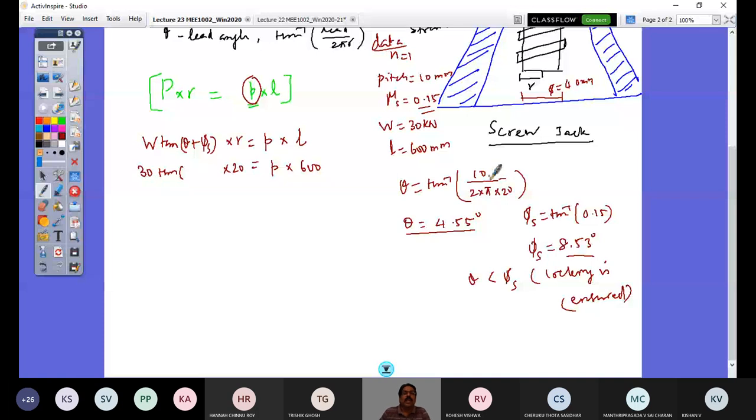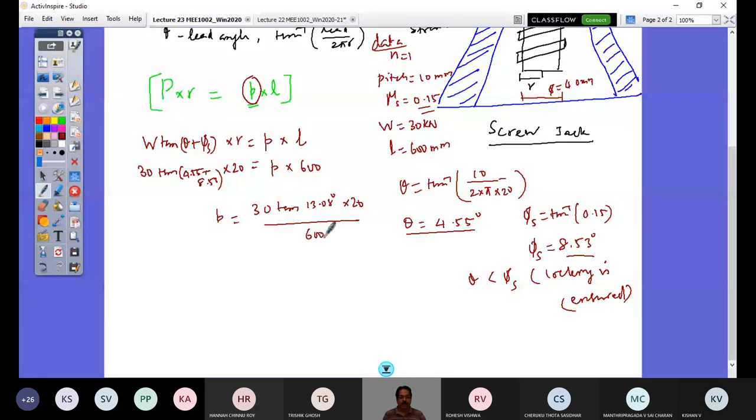Now let's put these angles here: 4.55 plus 8.53. If I work out for P, what do I get? 30 kilonewton, remember this is in kilonewton, and tan of the angle sum, 4.55 plus 8.53, which is 13.08 degrees, into 20 mm divided by 600 mm. The mm cancels and I will have the value in kilonewton.